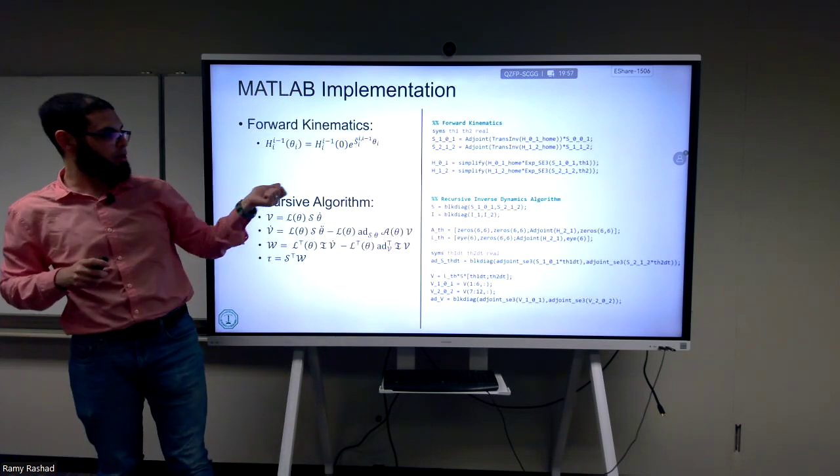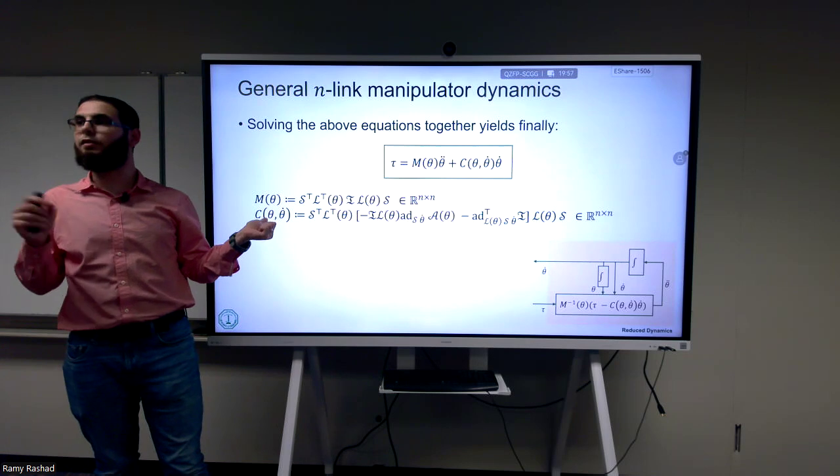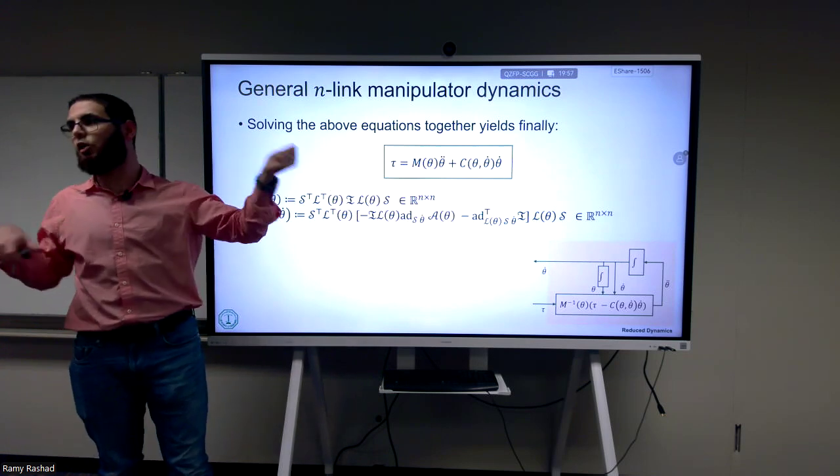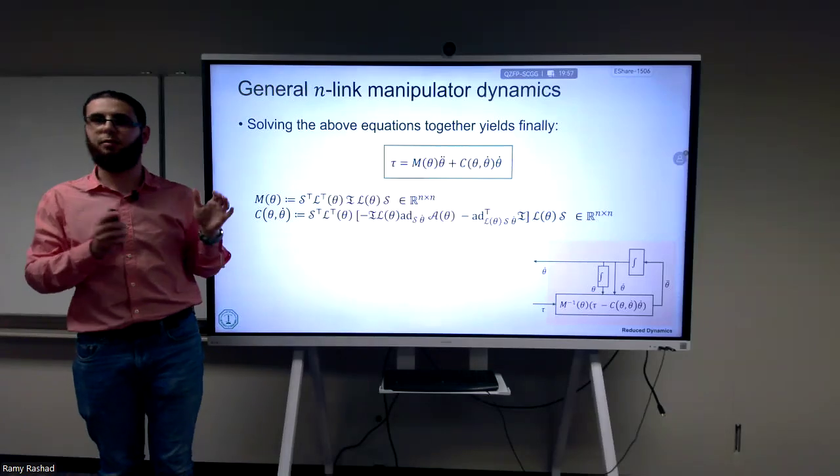So the C that we derived here in this expression, you might not find it's the same as someone else's C matrix, but in the end, when you multiply by theta dot, you get the same result. So that's the bottom line.